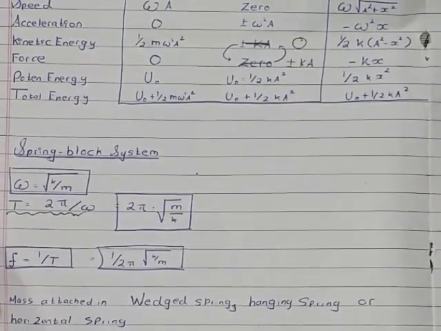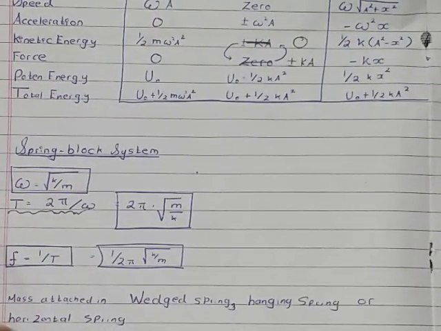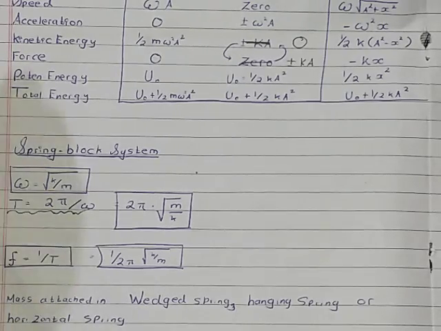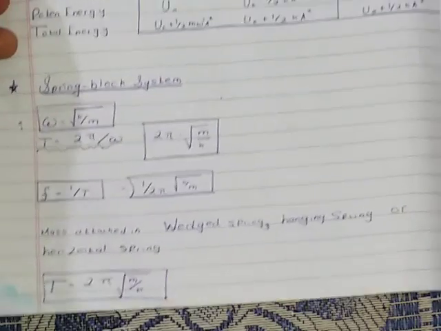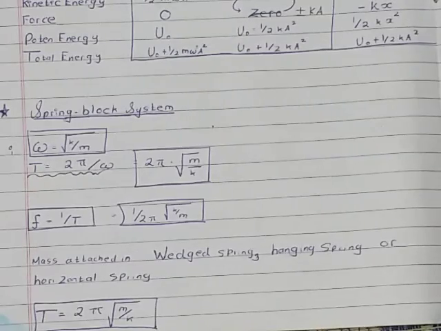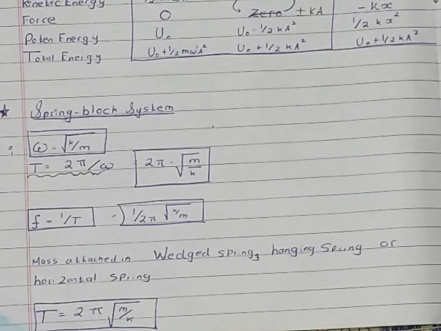So for a mass attached to a weighted spring, hanging spring, or horizontal spring, time equals 2 pi root of m by k. Come on, let's get on.